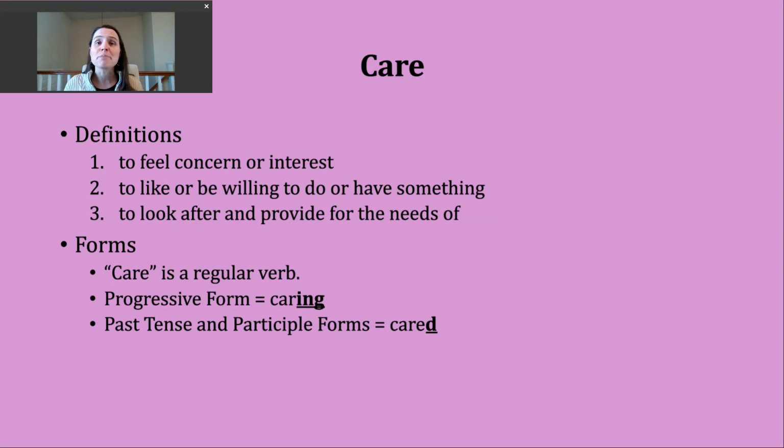A third way you might hear the verb care used is to mean to look after and provide for the needs, again, of someone or something. You should know that care is a regular verb. Because our base verb ends in E, to make the progressive form, we need to drop that E and add ing to form caring. The past tense and participle forms of this verb, again, are regular. So we're adding ed here on the verb.